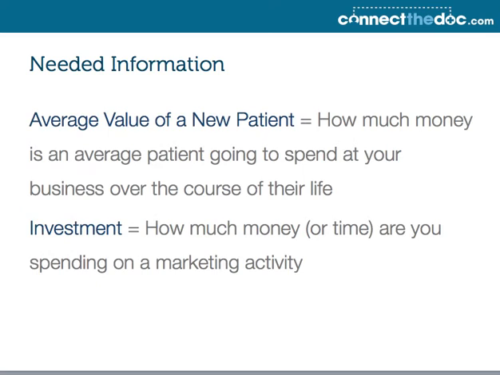So we're going to need a few pieces of information. The first piece of information we're going to need is what is the average value of a new patient. So I kind of define that as how much money an average patient is going to spend at your business over the course of their life.